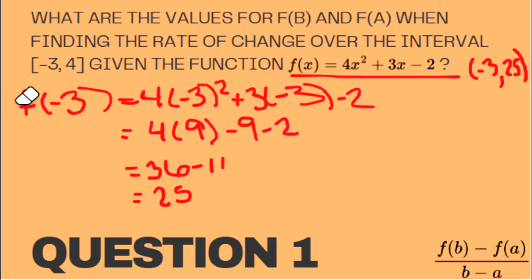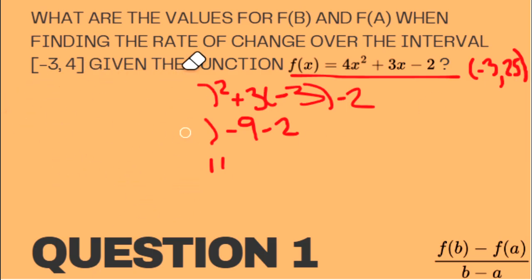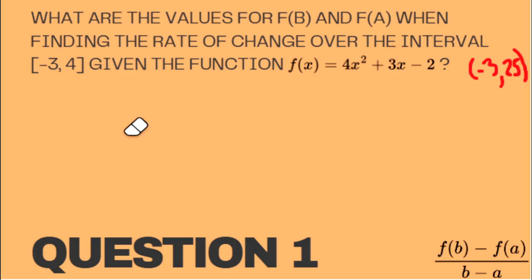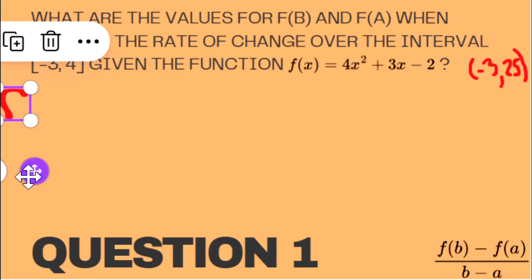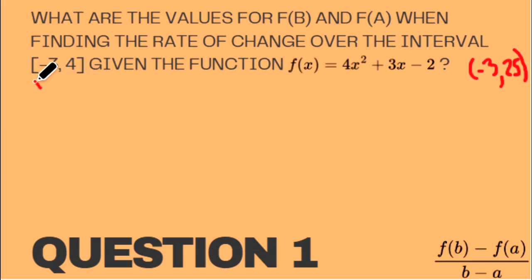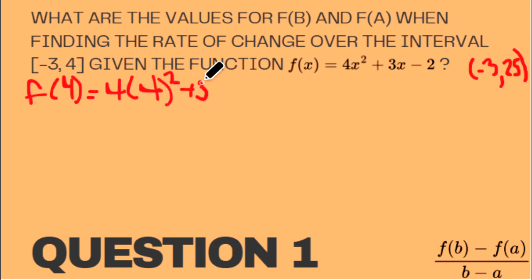Okay, so let's find our second coordinate point. Erase, erase with all the power I have. Okay, f of x, with x equal to 4 because that's our second point right here. So we have 4 times 4 squared plus 3 times 4 minus 2.